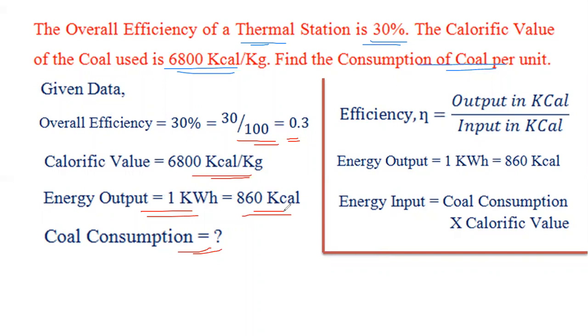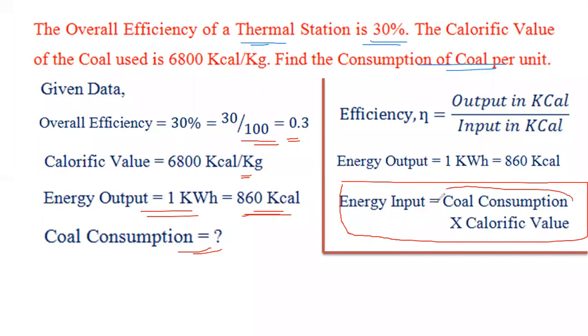We want to find out how much coal is utilized, that is the energy input, how much fuel is input. Based on the available data, the overall efficiency equals output in kilocalorie with respect to input in kilocalorie. In the problem the overall efficiency is given as 30%, 0.3. The output is 860 by the input. The input in kilocalorie is the coal consumption into calorific value.